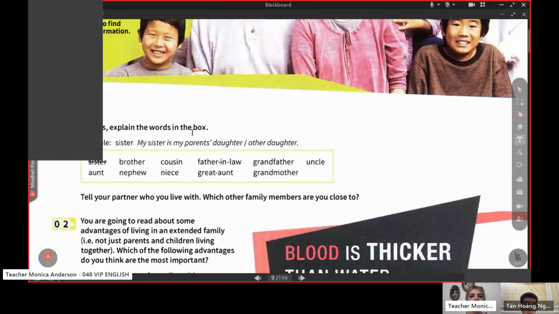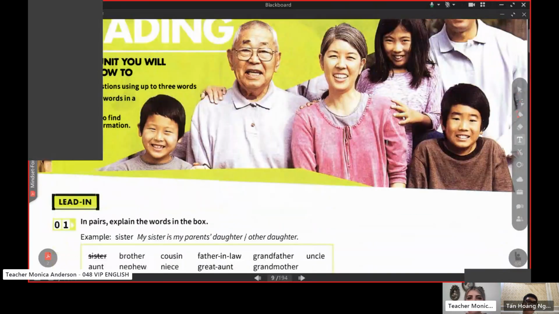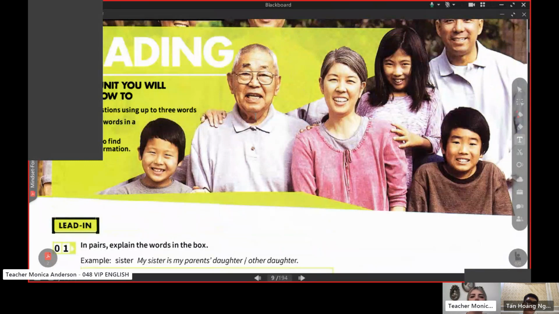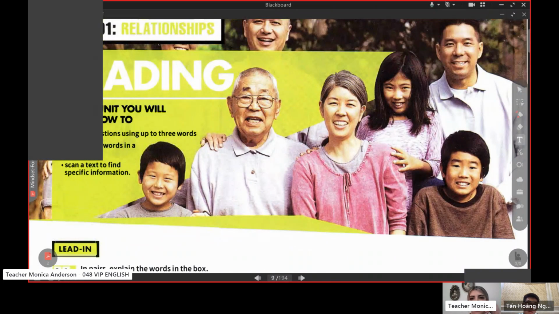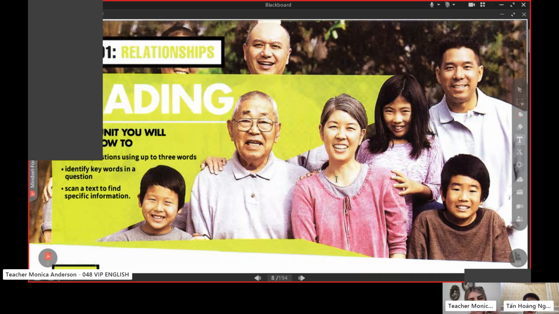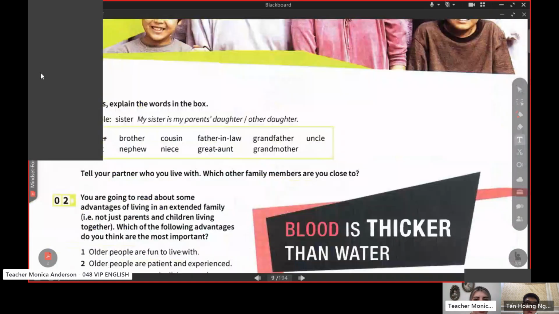Let's take a look at this picture. Tell me, can you guess the role of these people in the picture? For example, this one is father, grandpa, uncle, father-in-law. I think that's his grandpa. Grandpa, of course. And what about this one? Father. And this one? Grandpa. Grandma. Yes, of course, grandma. Now let's take a look at this word.